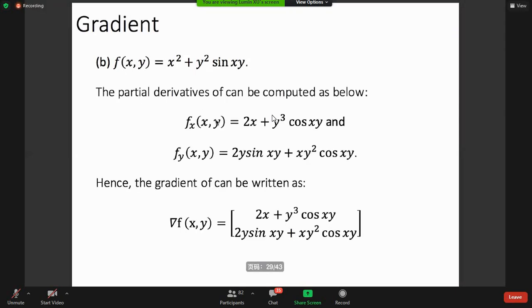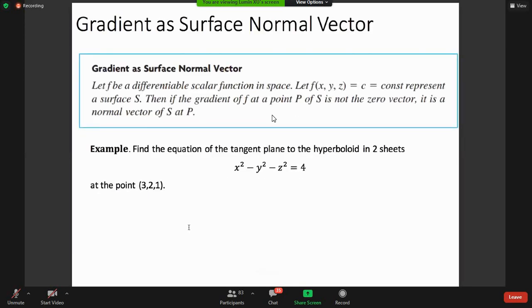Okay. Again, we should first calculate partial f, partial x, and partial f, partial y, and then we can write down the gradient according to the definition, right? Then let's move on to the theorem.